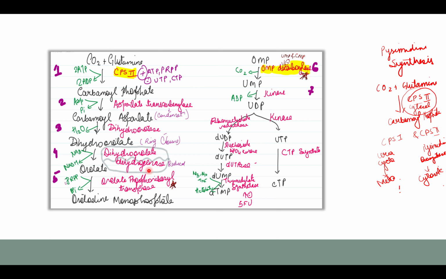Now, in contrast to purine synthesis, in which ribose 5-phosphate is the primary substrate and purine synthesis takes place on the backbone of ribose 5-phosphate, in pyrimidine synthesis the ribose 5-phosphate is eventually added after the ring closure has occurred.